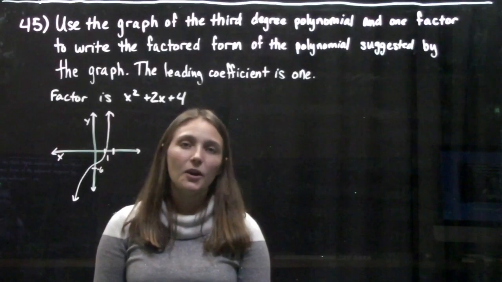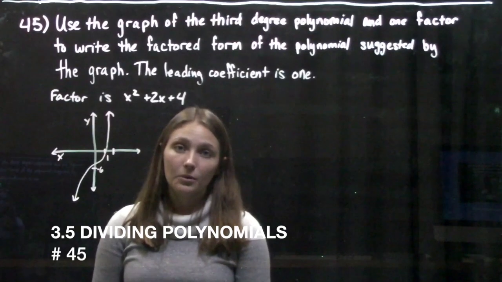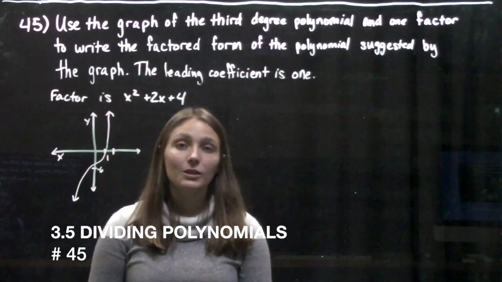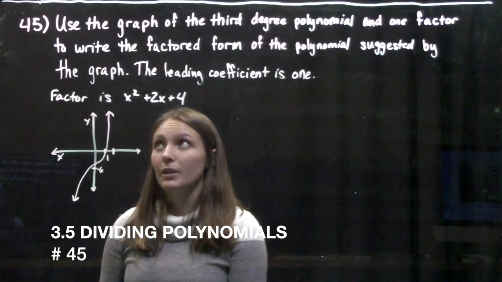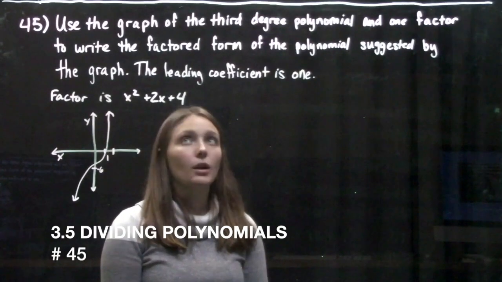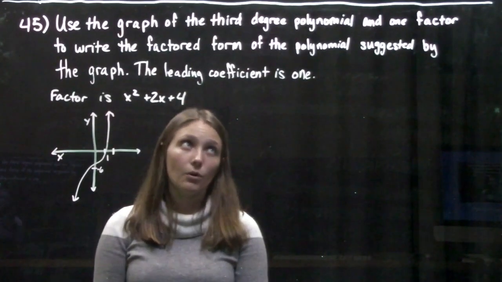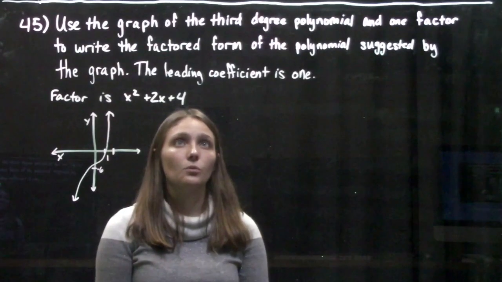Hey guys, in this video we're going to be going through chapter 3 on polynomial and rational functions, and we're in section 5 going over dividing polynomials. In this video we're covering number 45, which says use the graph of the third degree polynomial and one factor to write the factored form of the polynomial suggested by the graph. The leading coefficient is 1.